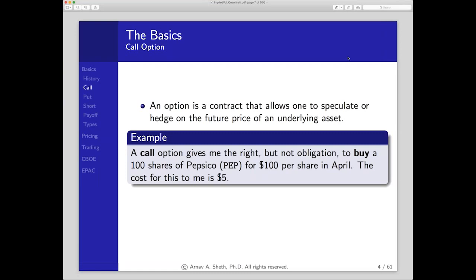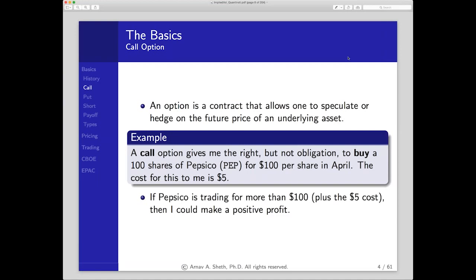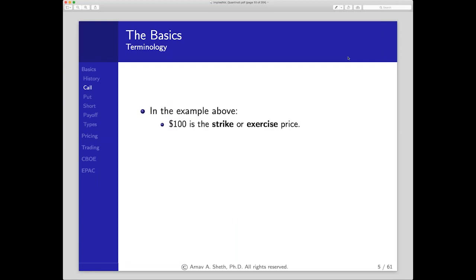So in this example, I'm buying 100 shares of PepsiCo stock for $100 a share, and that means no matter what the stock price is at the end of the contract, I can buy it for $100. Okay, the contract itself, let's say, costs me $5. And where I make money as an options trader is if the stock is trading for more than $100 plus the $5 cost, then I end up making a positive profit.